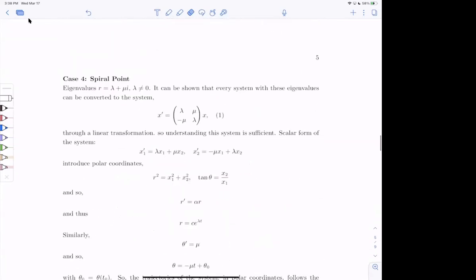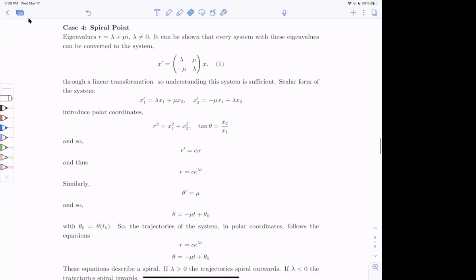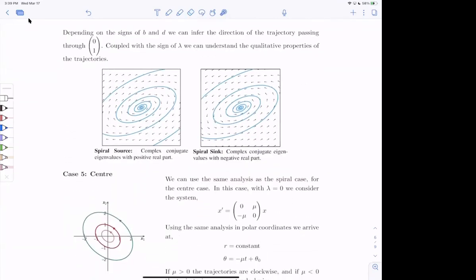So next one, spiral point, you have complex eigenvalues where your real part is not 0. So those you can read yourself. This is what it looks like. You have spiral source, which means your real part is positive. And if your real part is negative, then it's called spiral sink. So see the arrows, these are going in, right, and this is going out.